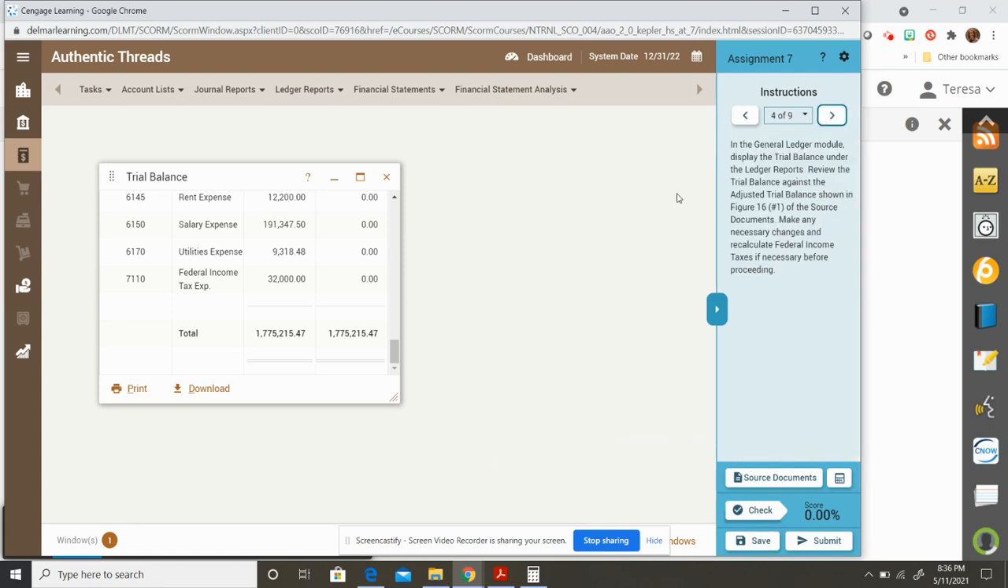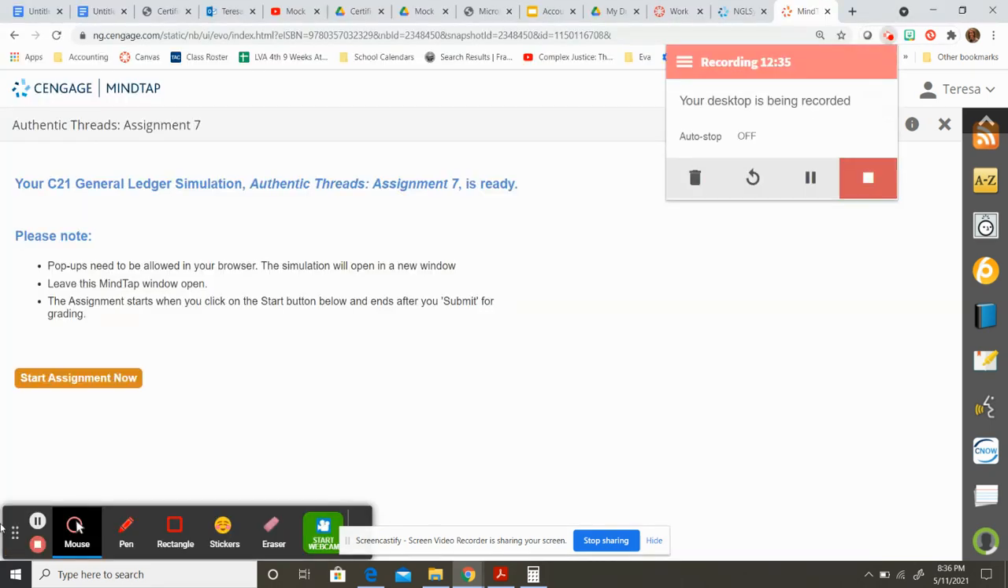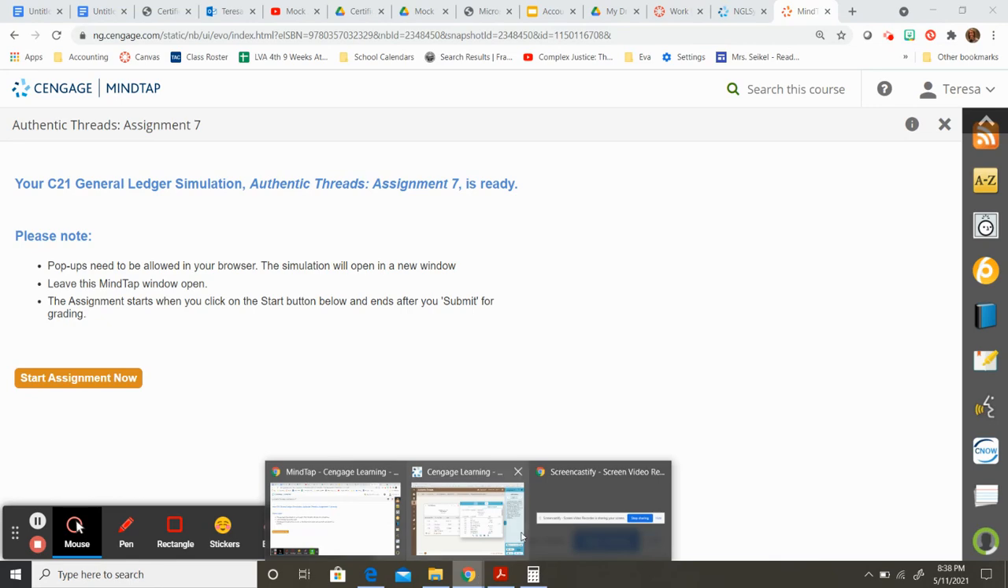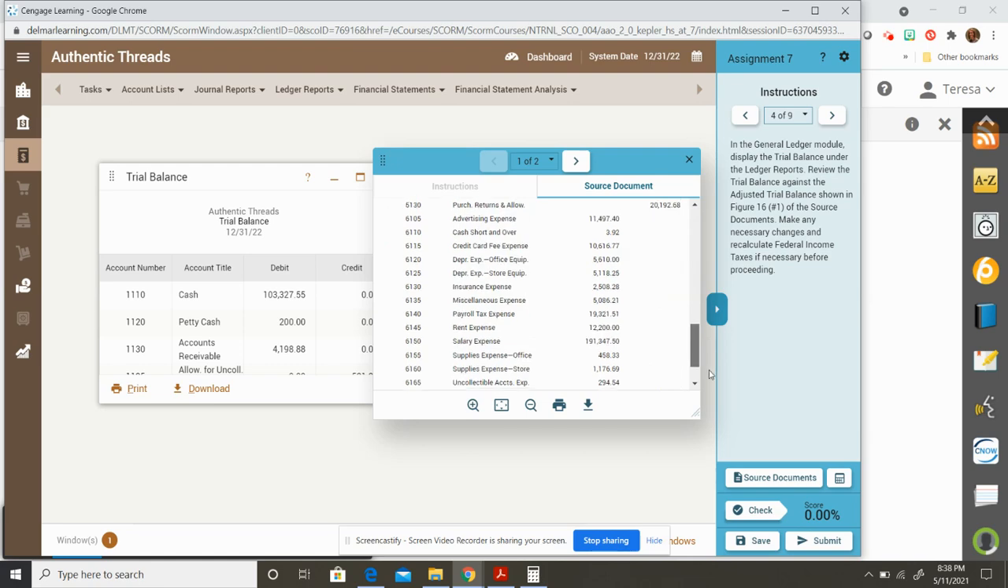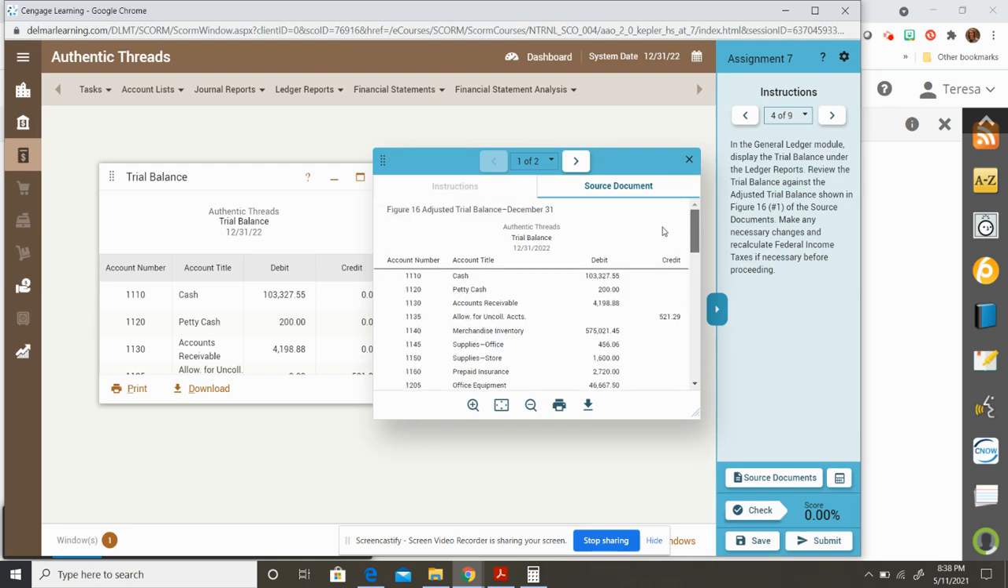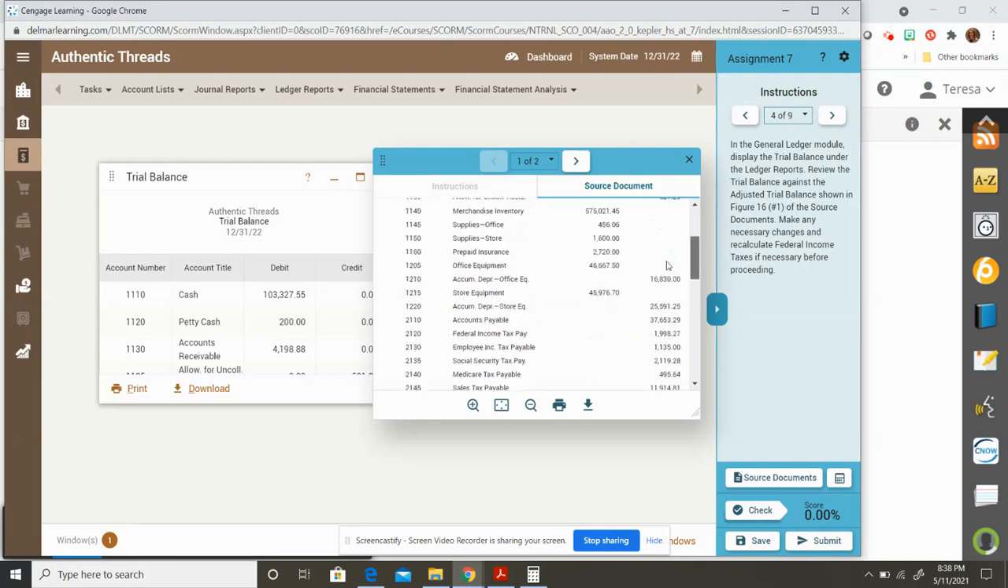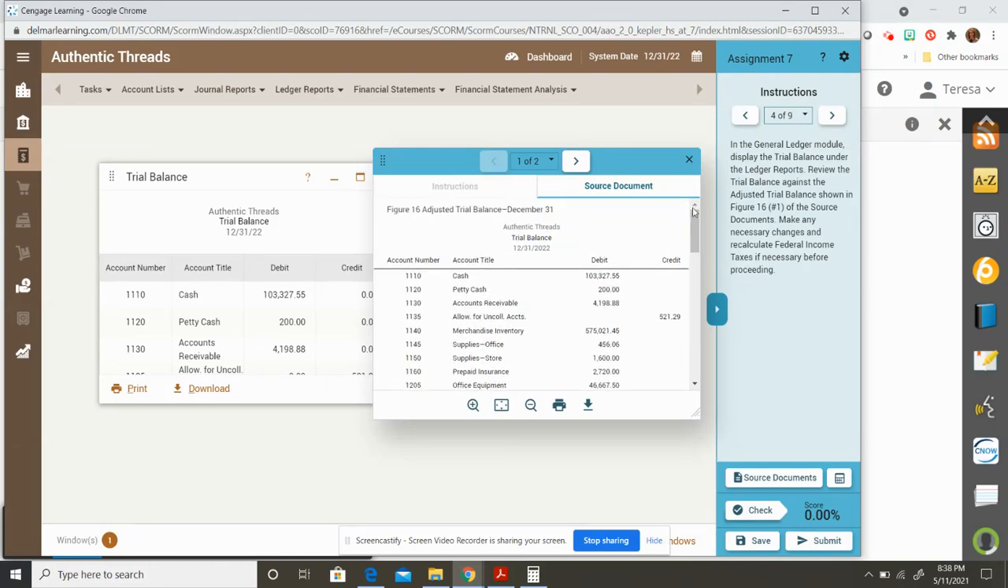Now, in step number 4, you are going to pull up your source document here, and you are going to compare it with your federal income tax or your trial balance. Once you compare all of your accounts and your total for your adjusting or for your trial balance, you're going to go on to step 5.